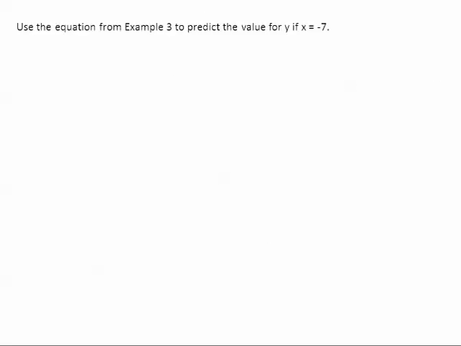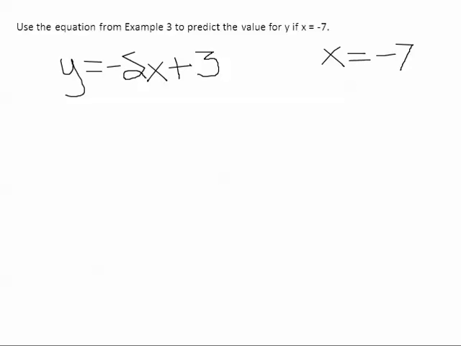This problem, we are going to use the equation from example 3, which was y equals -2x plus 3. And they want us to find the value for y if x was going to equal -7. You're going to take your -7 and plug it in for x. So I have -2 times -7 plus 3.